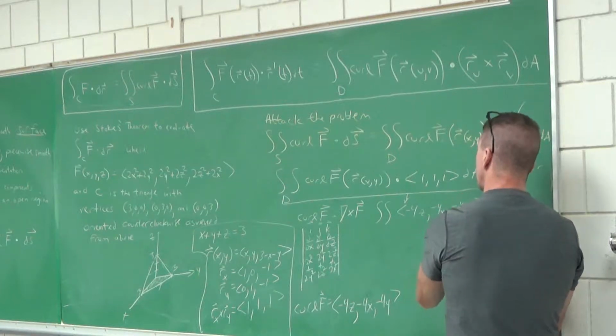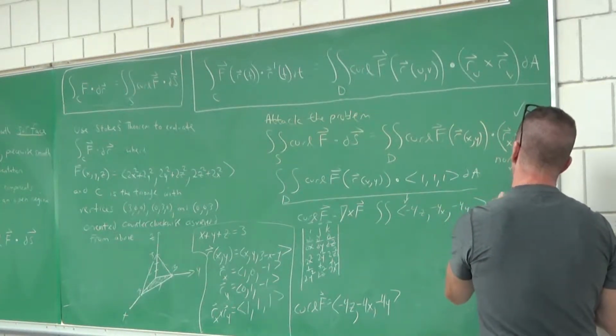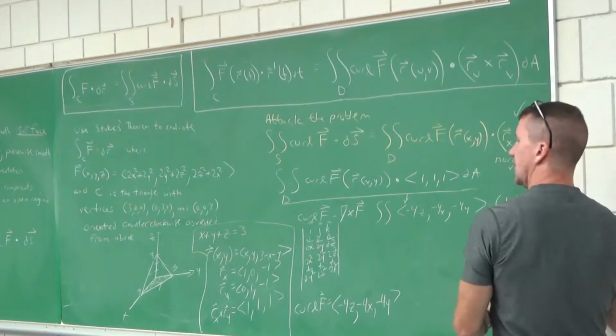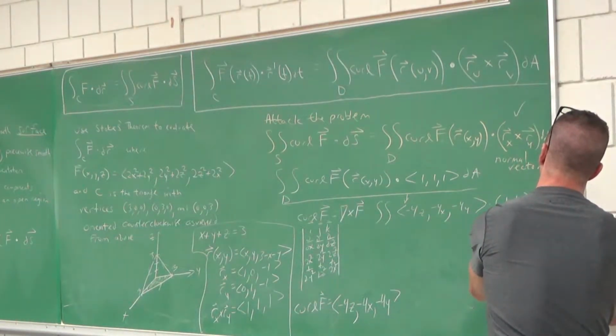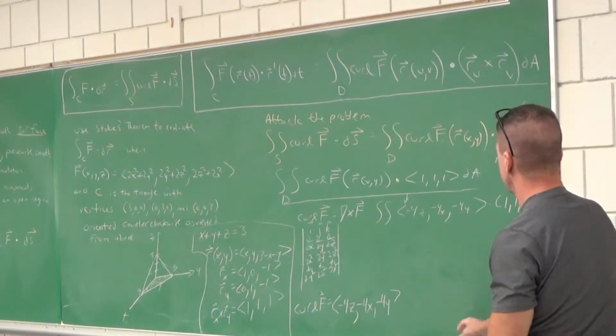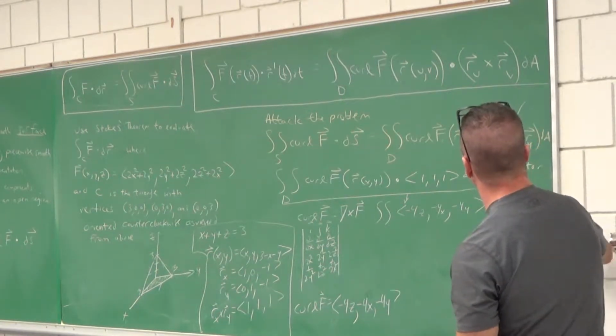Equal 1, dot a simple 1, 1, 1, and I'm going to do dy dx. Let me make sure we can see my dy dx.